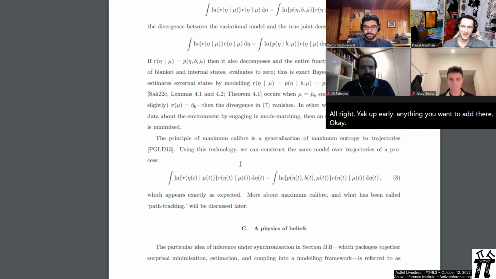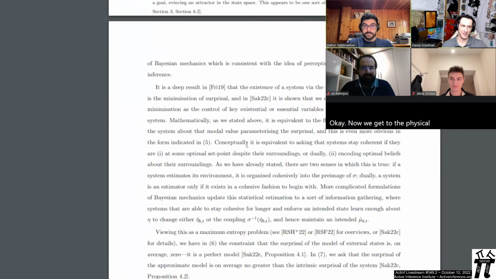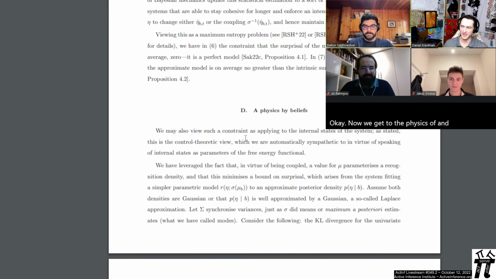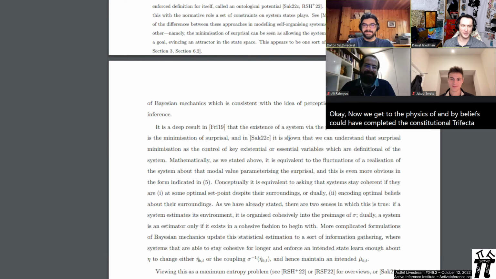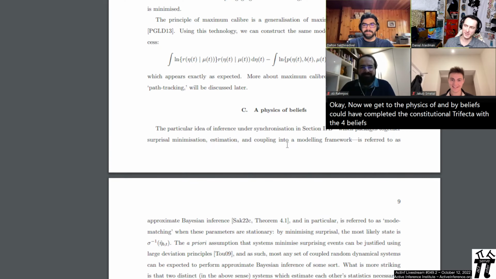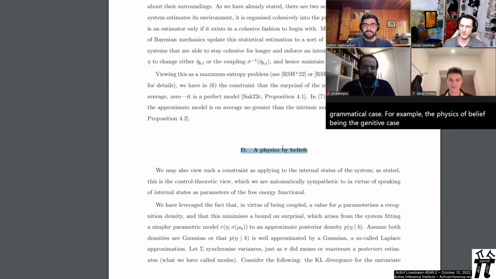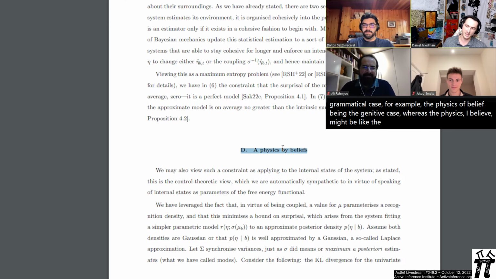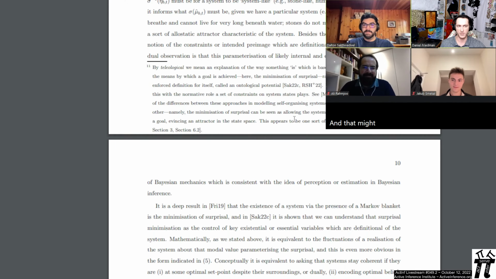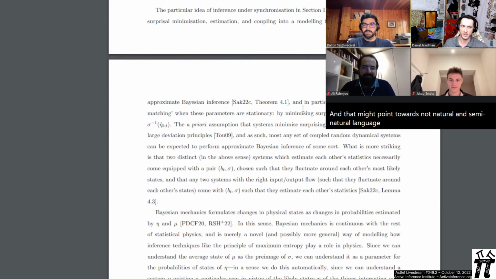Okay, now we get to the physics of and by beliefs. Could have completed the constitutional trifecta with the 4 beliefs. Also, some very interesting connections that Jakob and I and others have explored with grammatical case. For example, the physics of belief being the genitive case, whereas the physics by belief might be like the instrumental case. And that might point towards natural and semi-natural languages to describe beliefs.